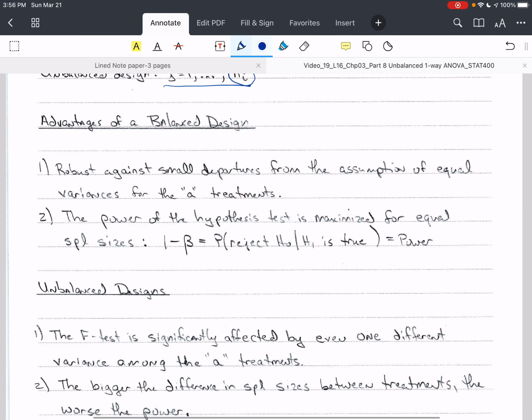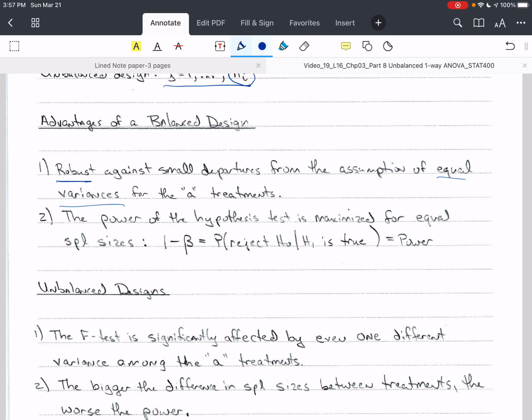Now, if you have a balanced design, then that design is robust against small departures from the assumption of equal variances. So if we have a balanced design and we are more on the borderline of whether or not we have equal variances across each of the treatment levels, then a balanced design is going to handle that okay, and we're not going to have to adjust our results or run an alternate test or analysis.